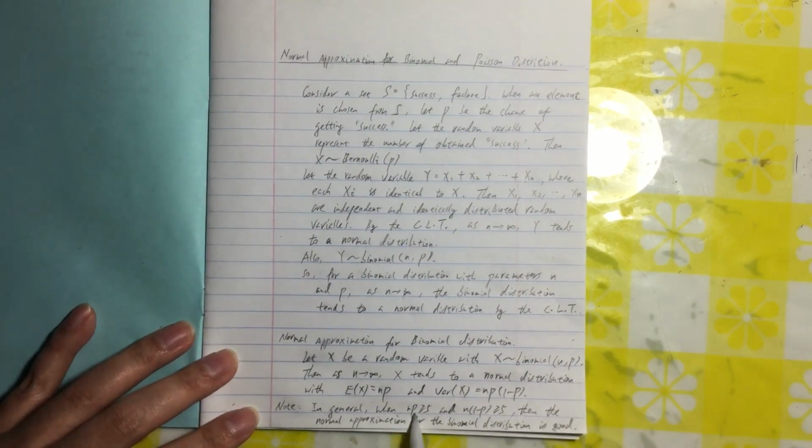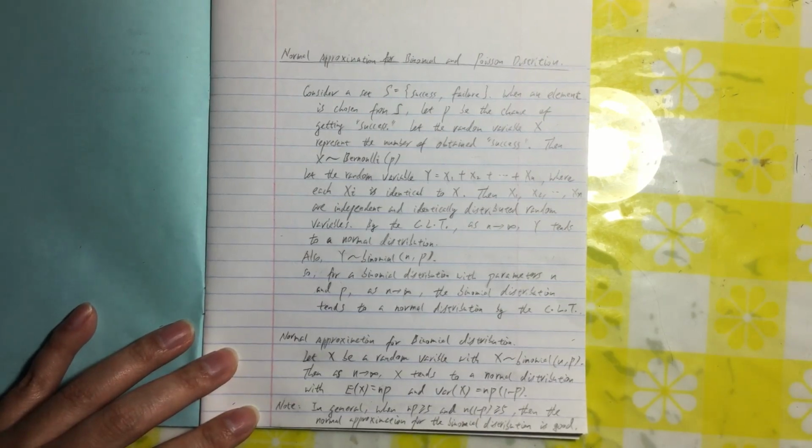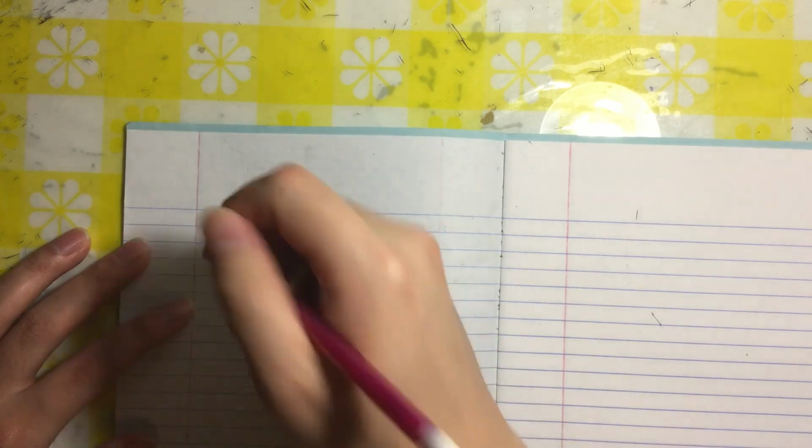When n times p and n times 1 minus p are both greater than 5, then we can say that the normal approximation is a good approximation. Next, let me introduce the normal approximation for the Poisson distribution. Let's first of all consider the following.